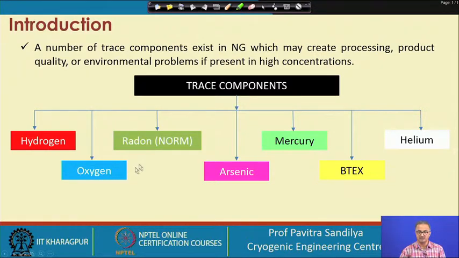These are the various types of trace components present in natural gas: hydrogen, oxygen, radon, arsenic, mercury, BTEX and helium. Radon is a radioactive material, whereas BTEX is benzene, toluene, ethylbenzene and xylene. We shall take up helium separately in a separate lecture. First, we shall see hydrogen.